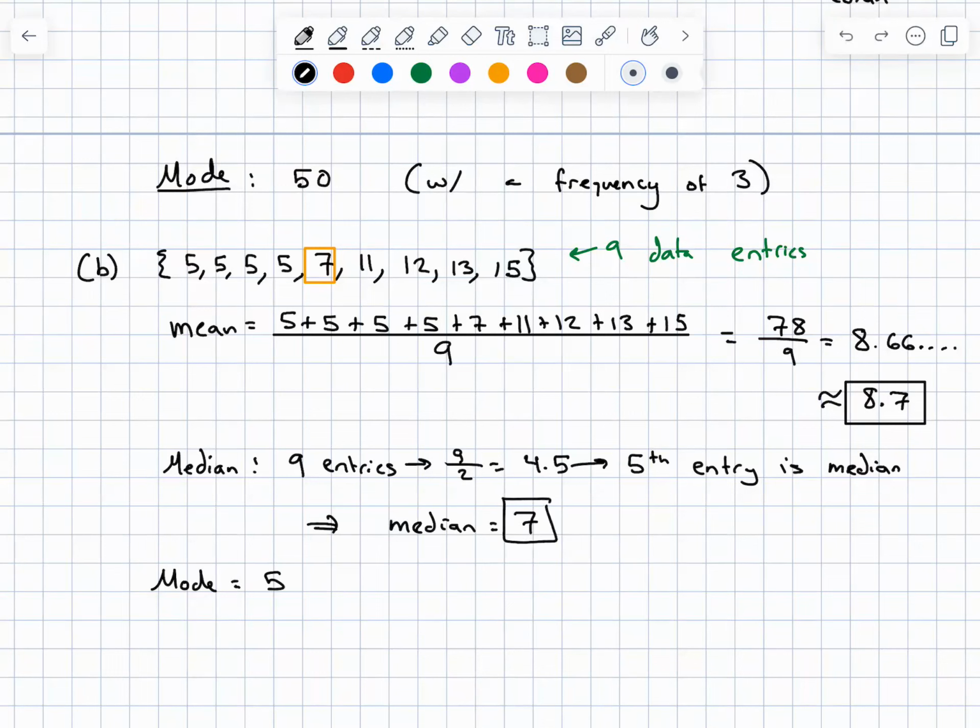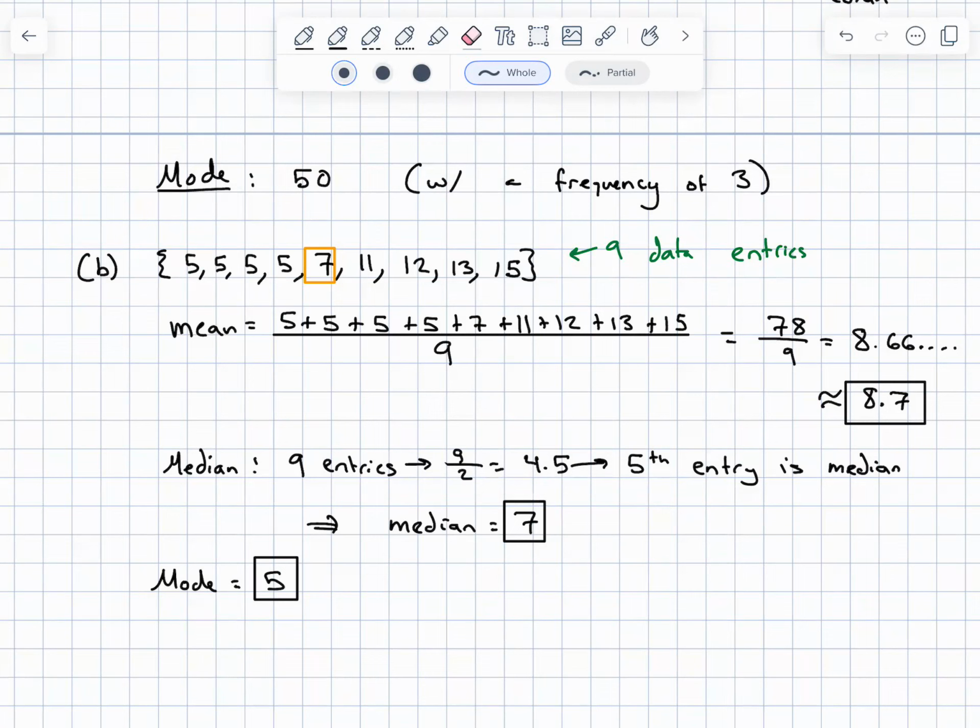So for the mean, you take the number of numbers, you add up all the data entries and divide by the total number of data entries. So there's 9 data entries, so you do 5 plus 5 plus 5 plus 5, plus 7 plus 11, 12, 13, 15, and then divide by 9, you get 78 over 9, which is 8.6666 repeating, which approximates to 8.7 when we round to the nearest tenth.